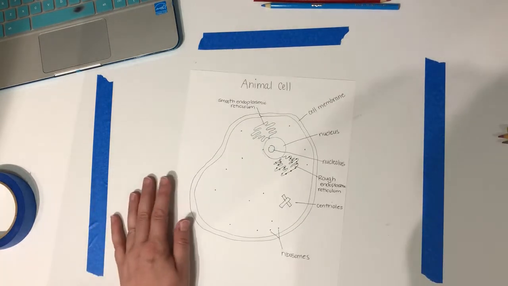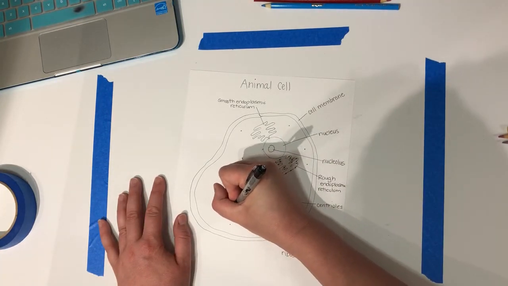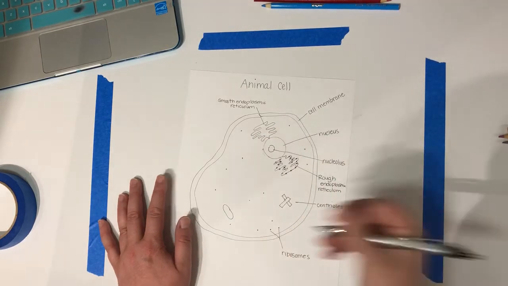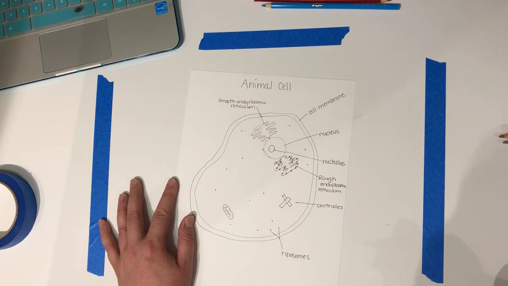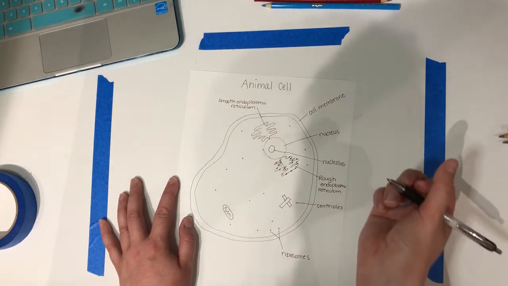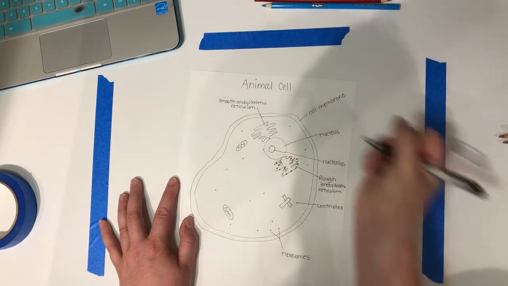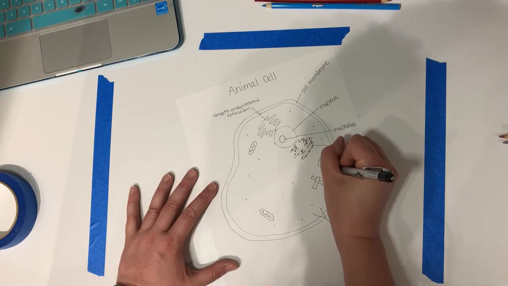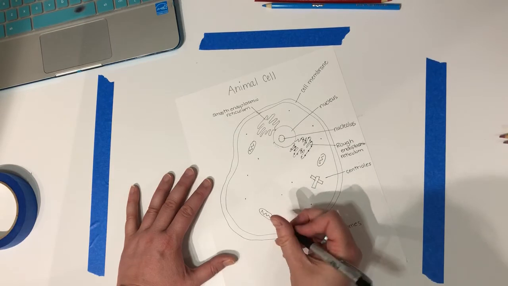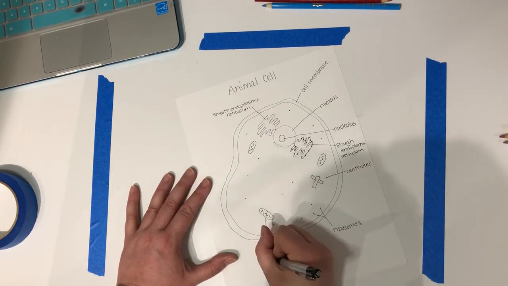And then for our mitochondria, we're going to draw just an oval, kind of like a kidney bean, and then put a zigzag line down it. And we'll draw a couple of those. We'll give it two or three. Put one over here. Okay, so this is our mitochondria.